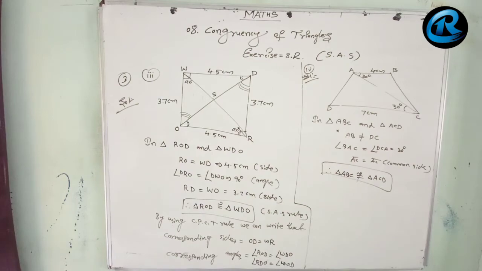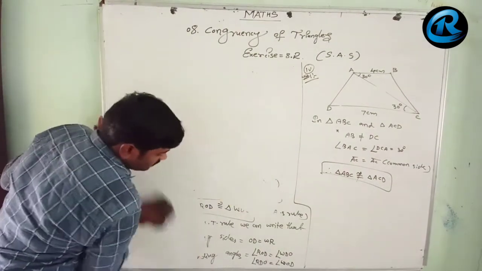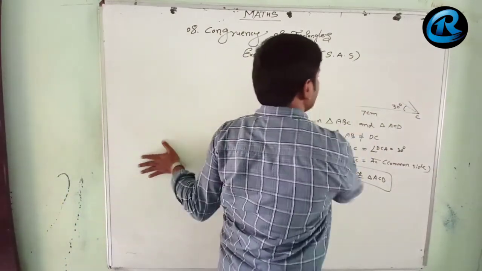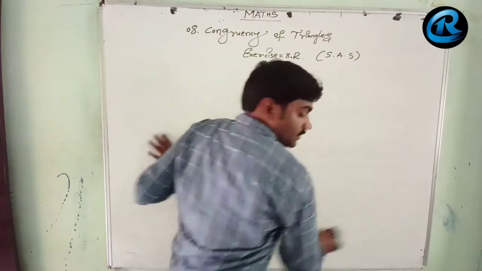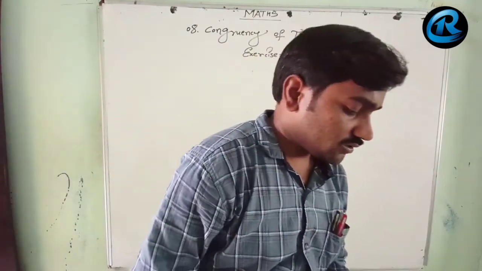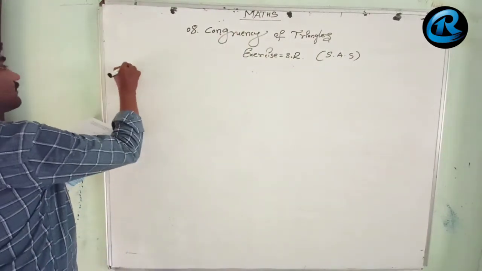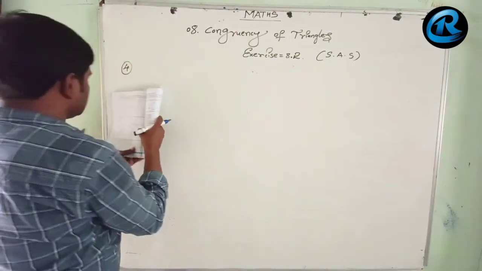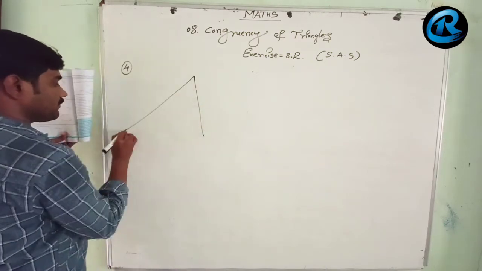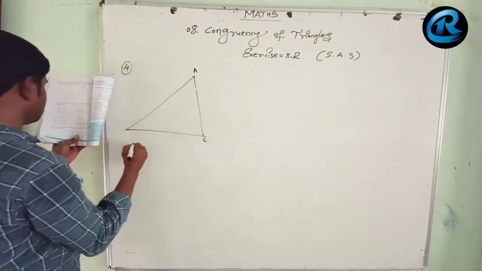Now we go for question number 4. Question number 4 is a very easy one, and we can complete it very soon. To satisfy SAS, what required thing do we need? Read the question until then. I will draw the diagram here. Read the question, children, once, so that you can understand.